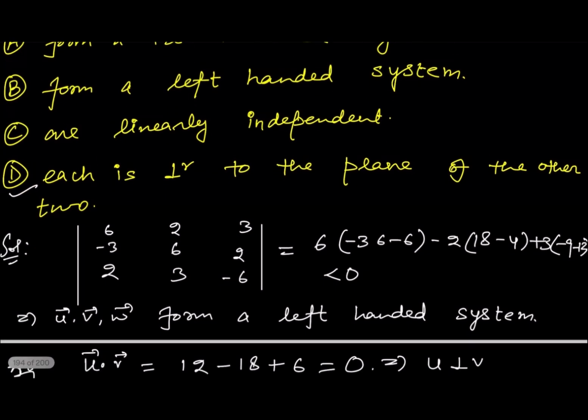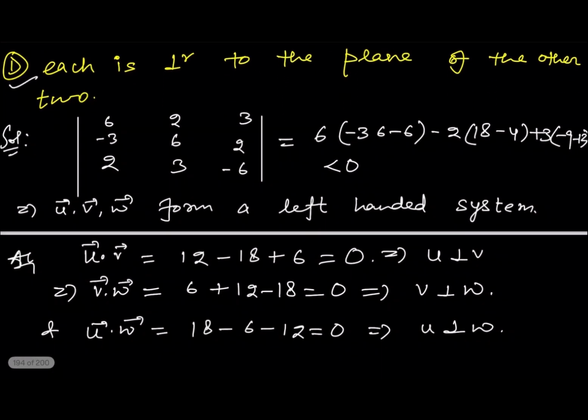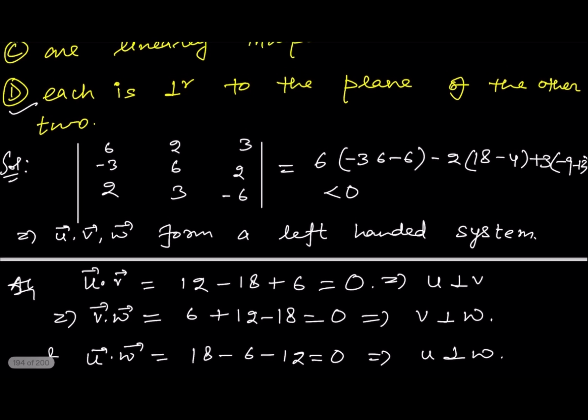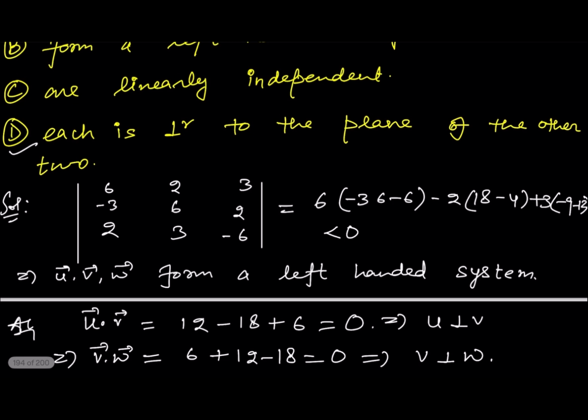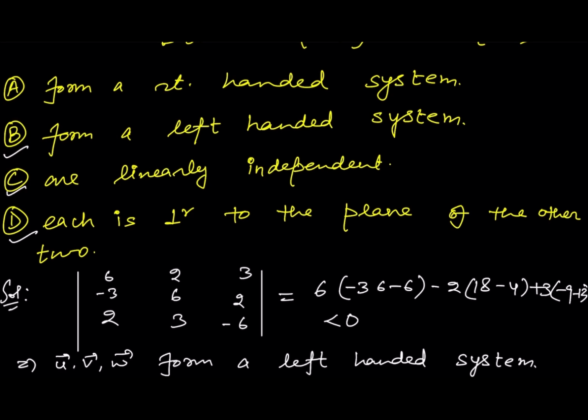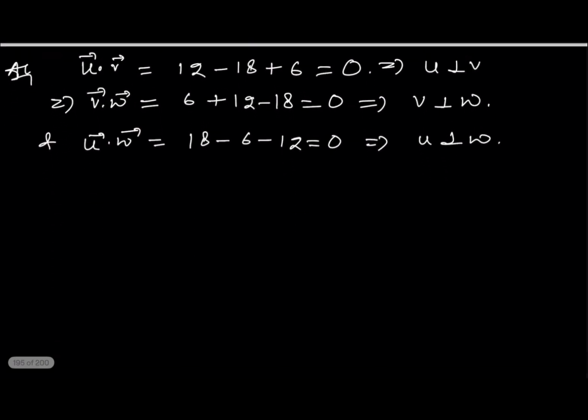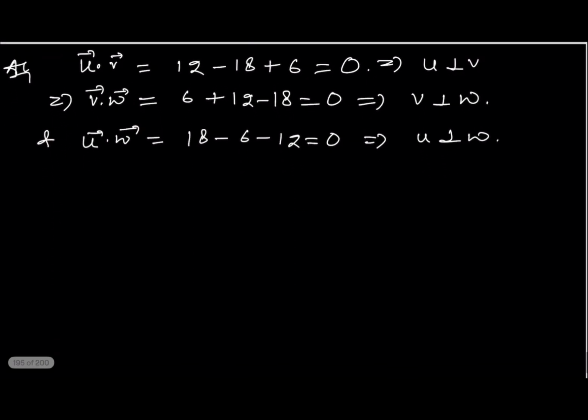And if these three vectors are non-coplanar and also they are mutually perpendicular to each other, it implies that they are non-collinear as well. It means they are linearly independent. So option C is also correct. And option B is also correct, which we have already seen. Now let's come to the next question.